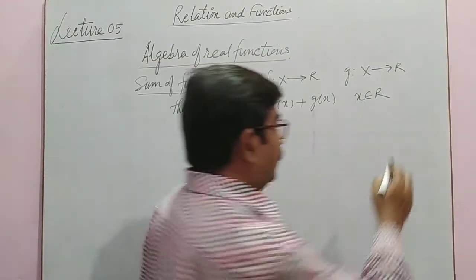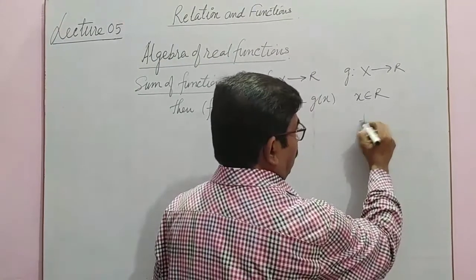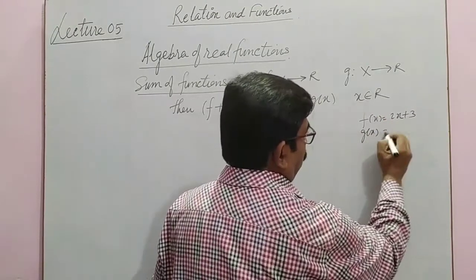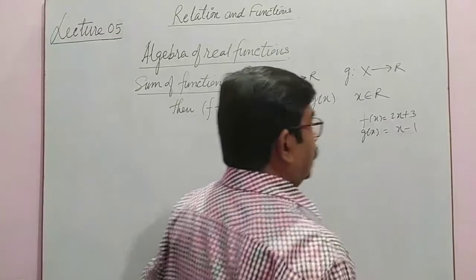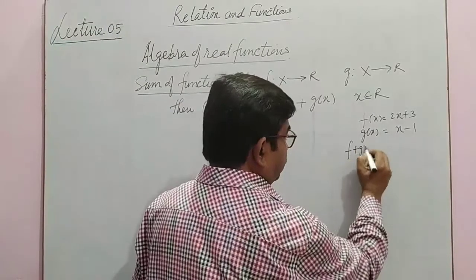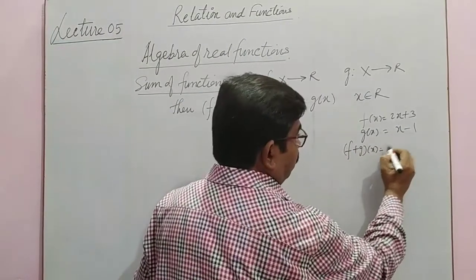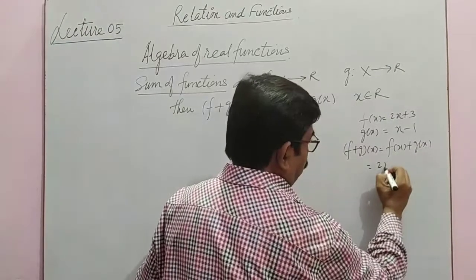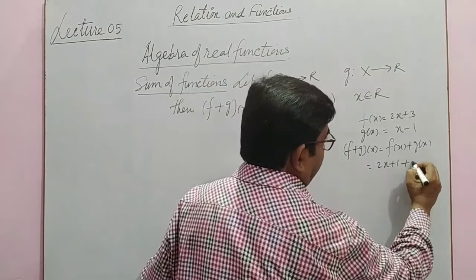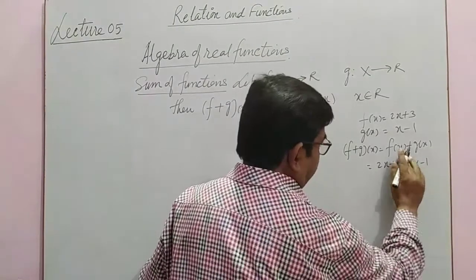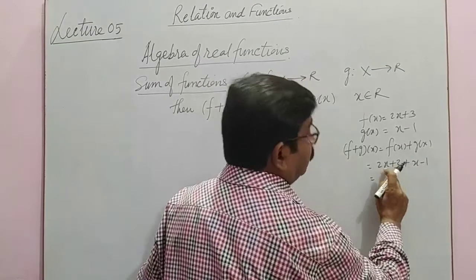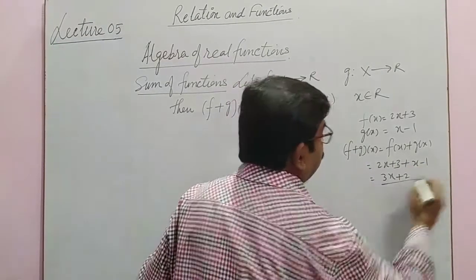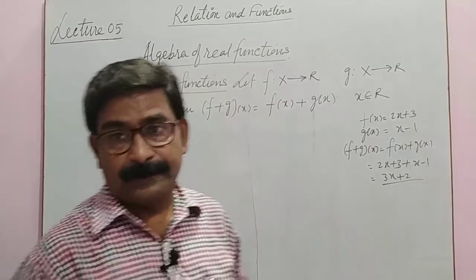I can give some example also. Suppose f(x) is equal to 2x plus 3, g(x) is equal to x minus 1. Then what is (f plus g)(x)? Simply we'll write f(x) plus g(x), that is 2x plus 3 plus x minus 1. So we have 2x plus x, 3x, plus 3 minus 1, that is 3x plus 2. So this is the sum of two functions. Got it?